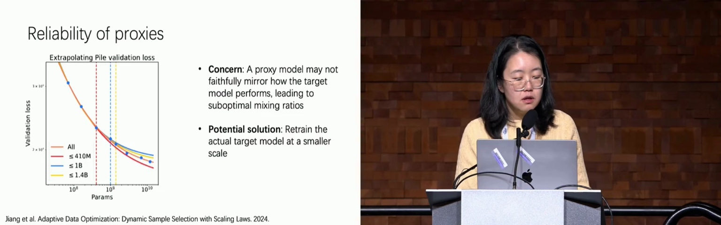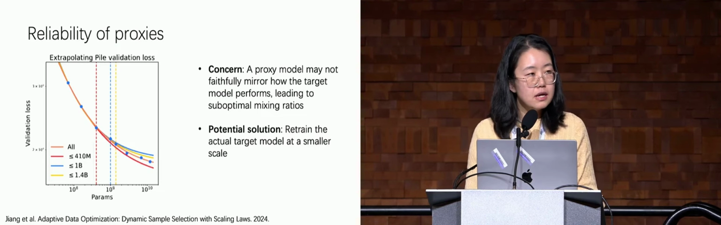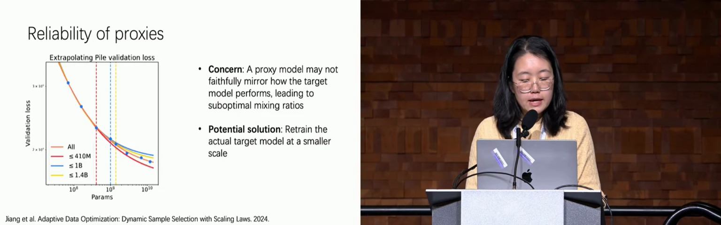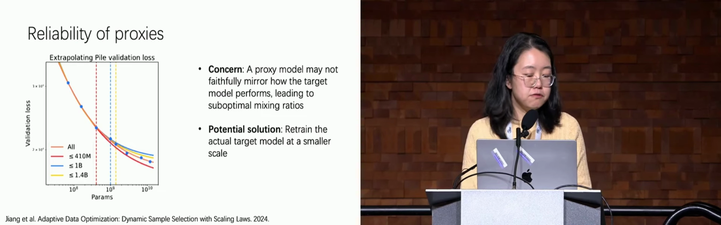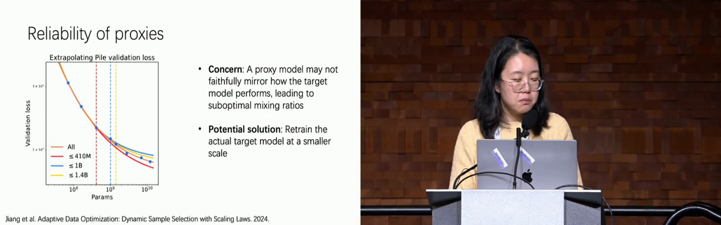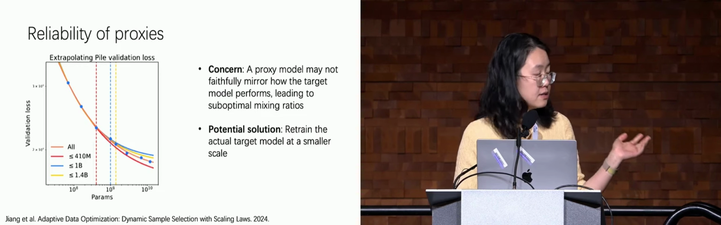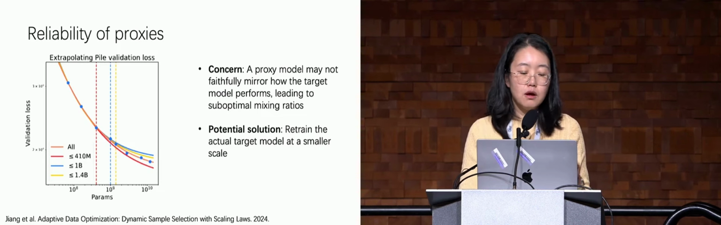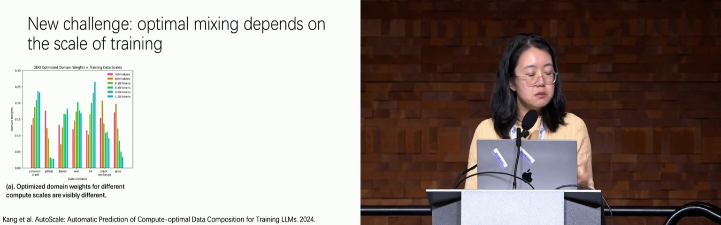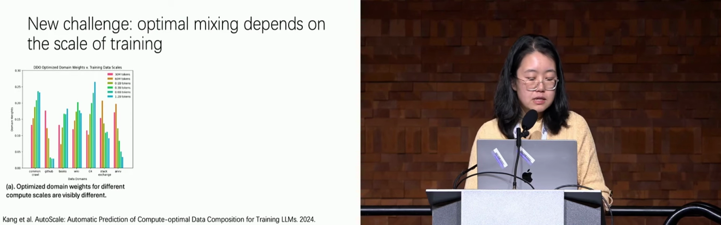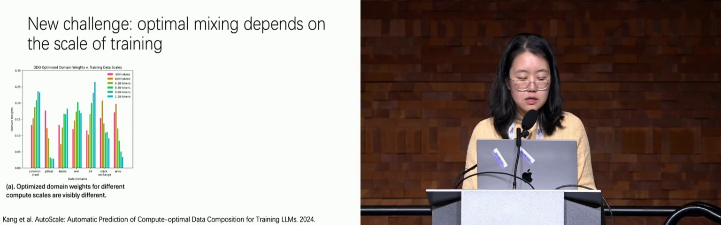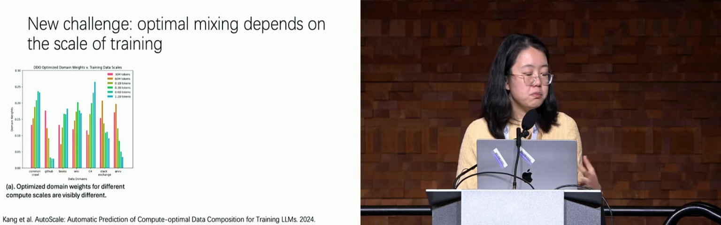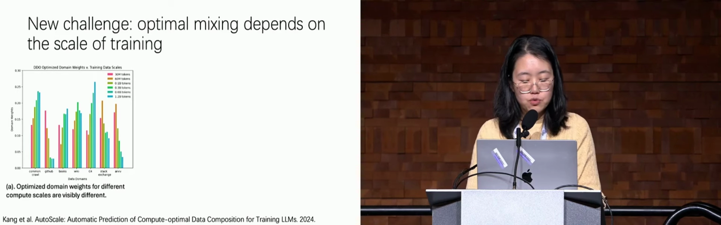For proxy models, there is a concern about how closely a proxy model can mirror the behavior of the original model. So usually, it may not closely follow what the target model behaves. For example, in the figure on the left, what you can see here is an extrapolation of validation loss with proxy models of different scales. And you can see that different proxy models give you different results. And the blue dots show the ground truth validation loss. And the proxy model may not tell you exactly what happens for the ground truth.